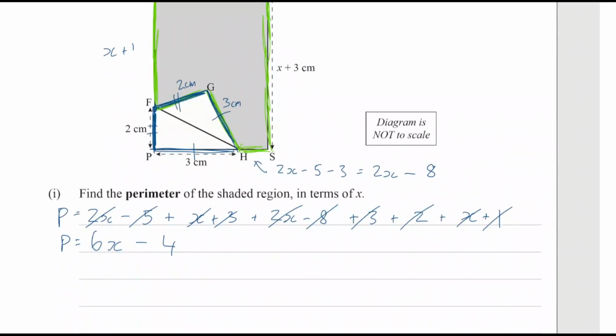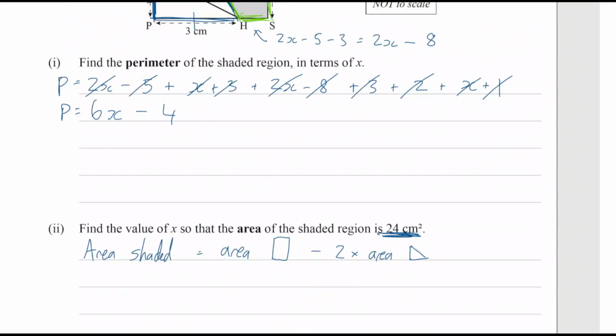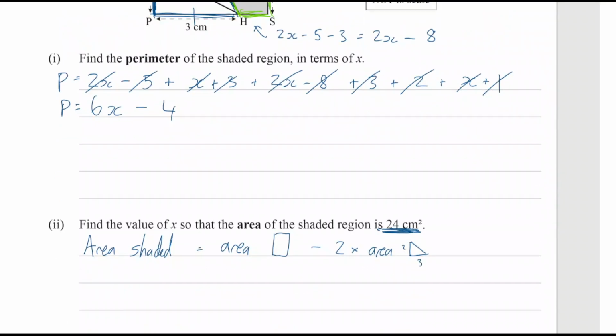will give us the area of the shaded region. So just in words, area shaded equals area paper. I'll just use symbols here. Area of the vertical rectangle minus 2 times area of that triangle, which has the sides 2, 3. All right, so that's what we're working with. And then we can equate that to 24 and then solve for x, right? Because this area will be in terms of x.